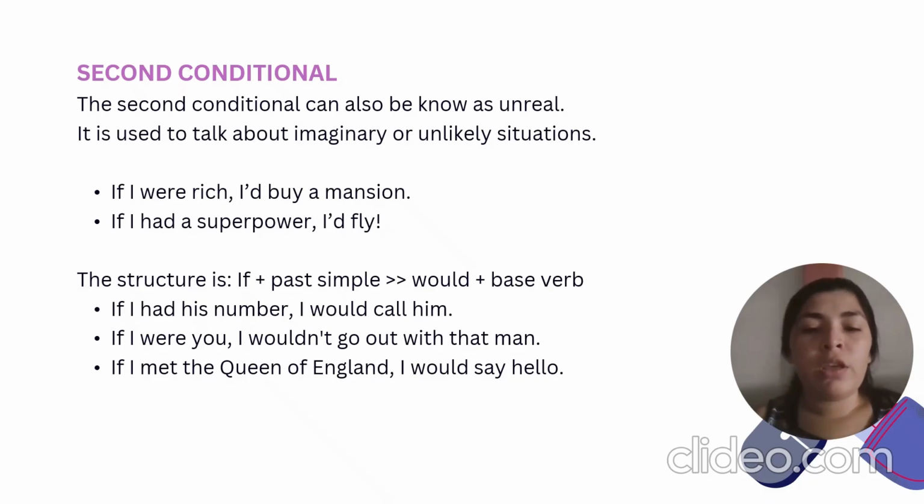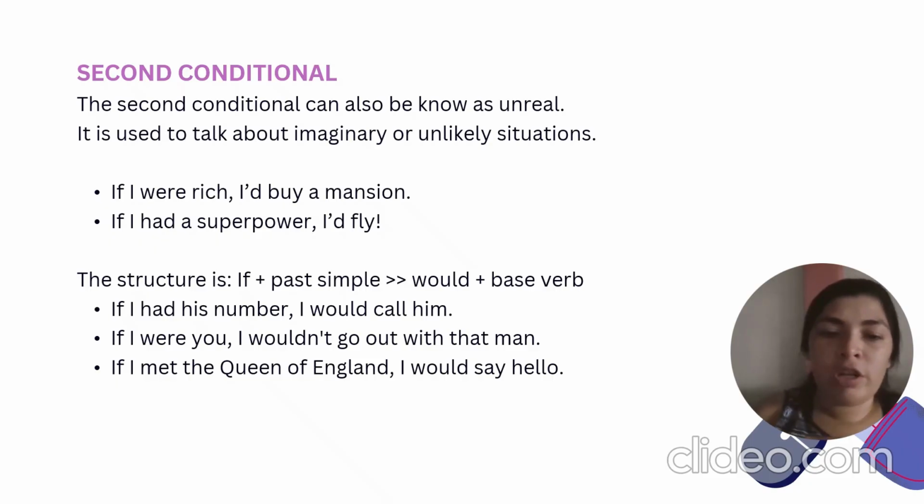So as you can see, we have the if plus past simple, if I were rich, and then we have would and the base form of the verb. So this is for the second conditional.